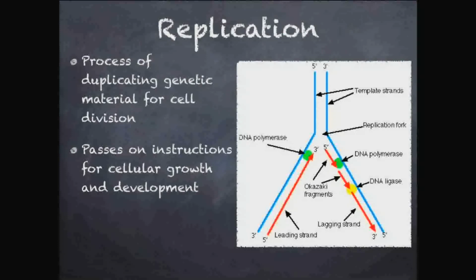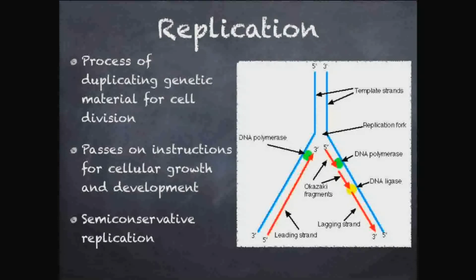And this passes all the instructions. Like I said, genetic material controls the cell. So when we replicate it and pass it on, that's passing on all the instructions to the new cells. And it's called semi-conservative replication because if we look at our picture here, the blue is the original strand.